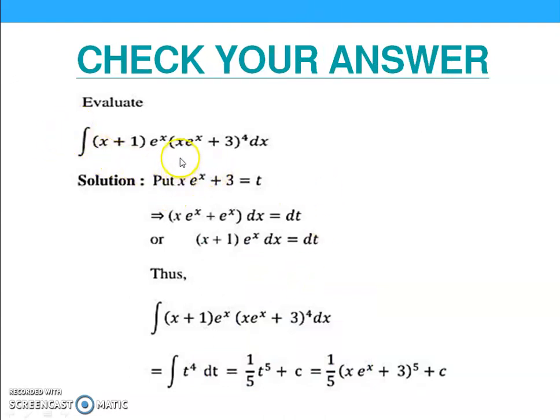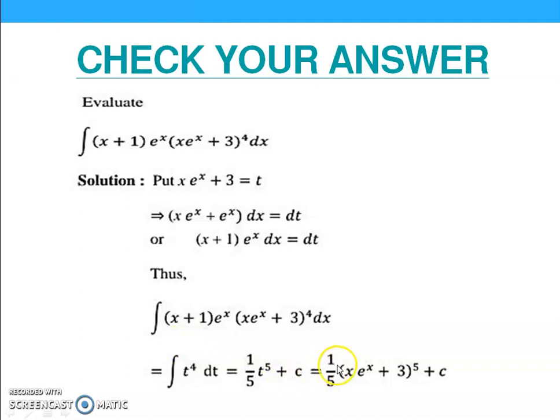Here I am substituting the term in this bracket, that is x e raised to power x plus 3, as t. We'll differentiate it using the product rule of differentiation, that is derivative of x into e raised to power x is x as it is, derivative of e raised to power x is e raised to power x, plus derivative of x is 1, e raised to power x as it is, and derivative of 3 is 0. So I am left with this term. Taking e raised to power x common, I can see that it is same as the term which is again given in the given integral only.